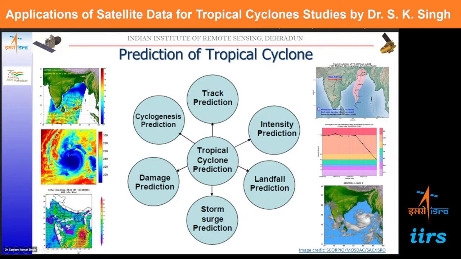After that, another most important parameter is the intensity. What will be the wind speed of this tropical cyclone? And once it nears the coast, where is the landfall going to happen? And once the landfall happens, what is the storm surge? That prediction is also there. And after that, how much damage has happened? So these are many parameters which have to be predicted well in advance, so that we can evacuate the people or avoid the losses due to the tropical cyclone.